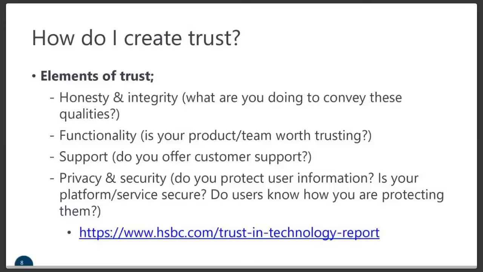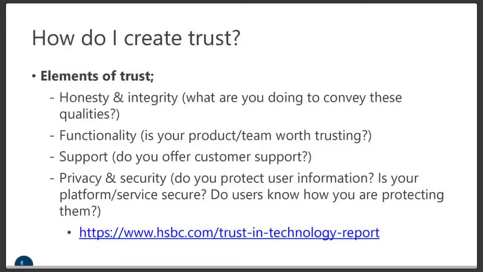Functionality. So is your product and team worth trusting? Do you work? If you don't work, there's not much that you can do about this, but that is an operational variable that's always important in trust. Support. So do you offer customer support? And this is really important in crypto because there's often so many issues with support that people can get tangled up on. And so if you're offering customer support, talk more about it, be more communicative about it, put more resources into it. And then privacy and security.